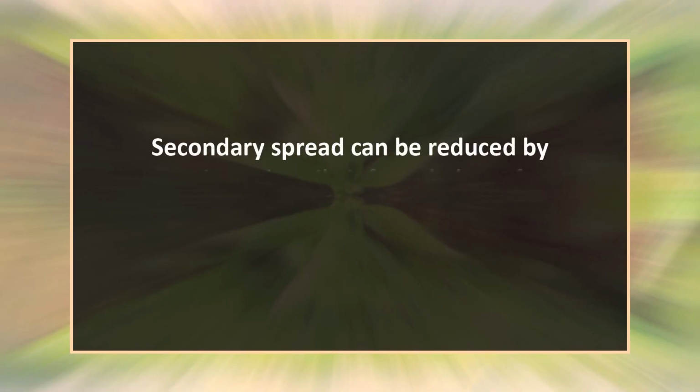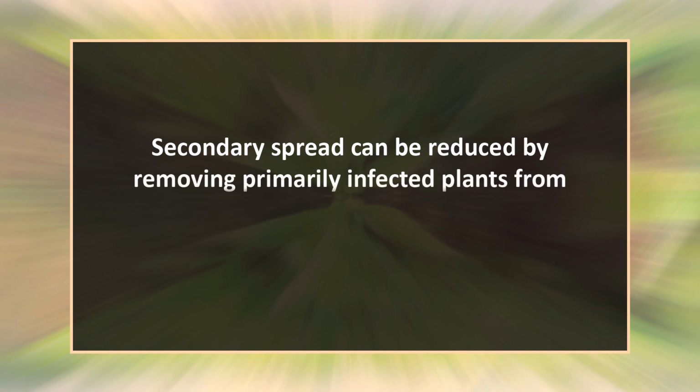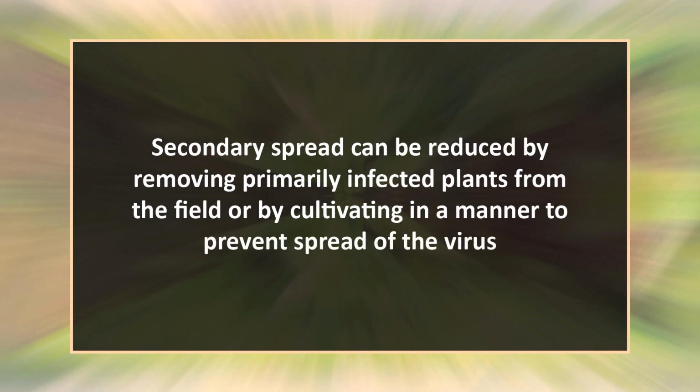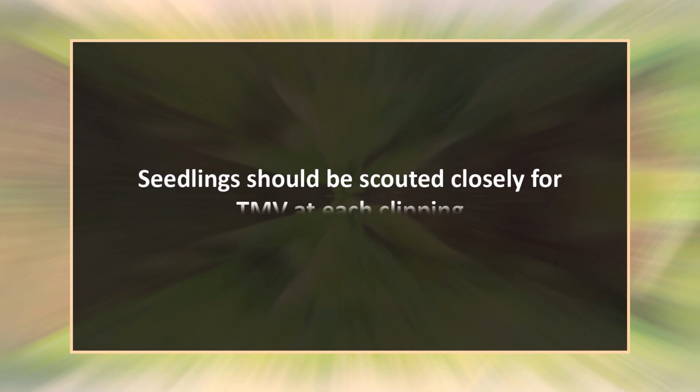Secondary spread can be reduced by removing primarily infected plants from the field or by cultivating in a manner to prevent spread of the virus. In seedling production, clipping is a very effective means of spreading tobacco mosaic virus. Seedlings should be scouted closely for tobacco mosaic virus at each clipping.